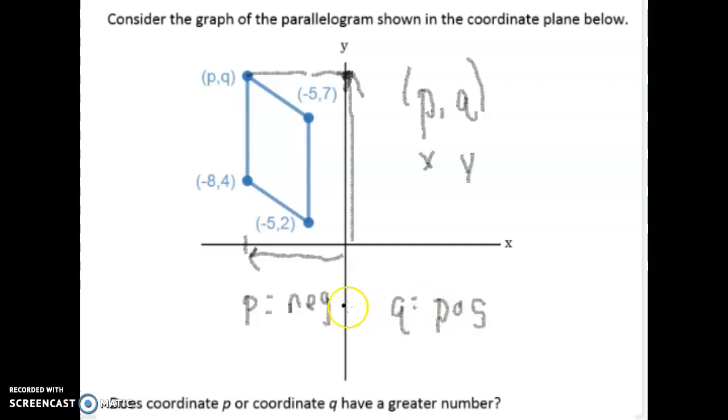Okay, so do I have to figure out the exact values of both of them? No. I know that P is negative. I know that Q is positive. Because to get to P, you go to the left, which is negative, and to get to Q, you go up, which is positive. So, which one is greater? Q.